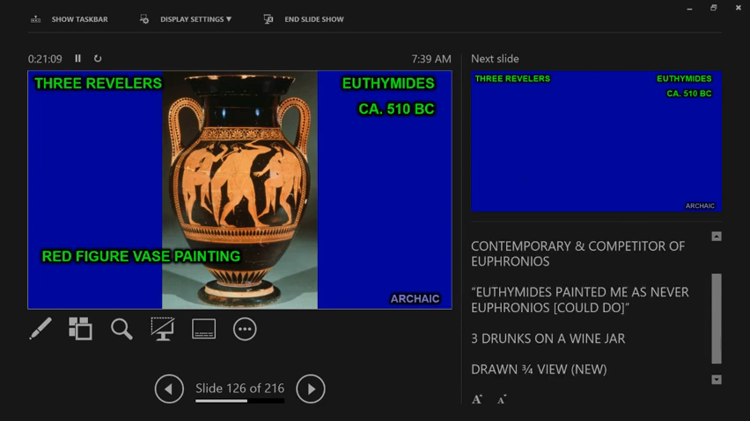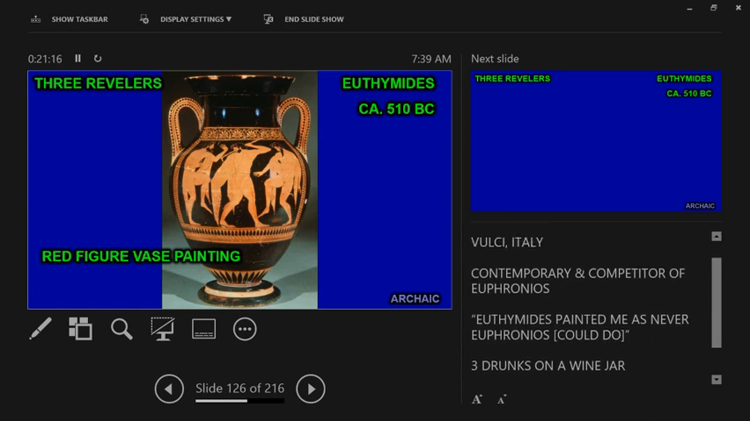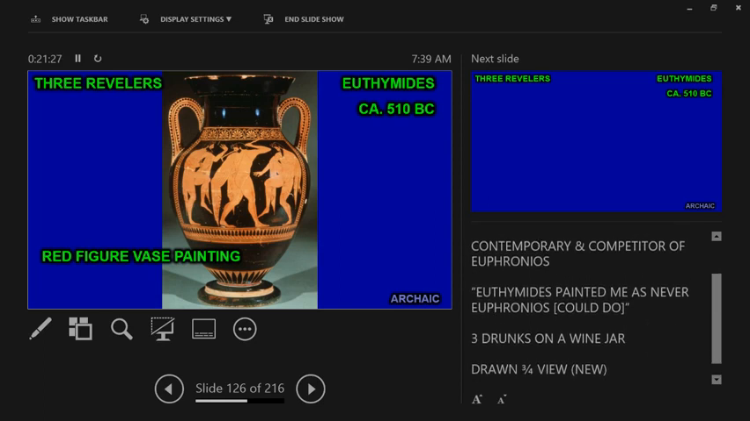All right, so there's something funny about this vase right here. There's a couple of points of interest. Euthymides was in competition with another artist whose name was Euphronios. And written on the vase, it says, Euthymides painted me as never Euphronios could do. He's saying, I can paint better than Euphronios.